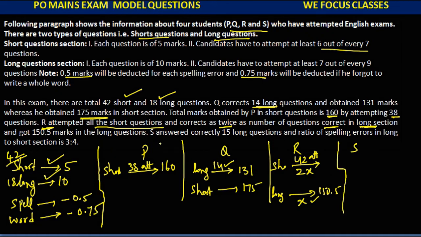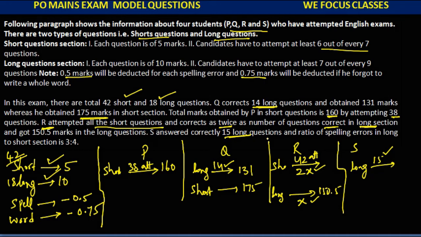Next about S. What is the next information given to us? In the next information, S answered correctly 15 long questions. So regarding S, he has corrected 15 long questions. So this is also correct. And the ratio of spelling errors in long to short section is 3:4. So S answered 15 long questions, it is given.